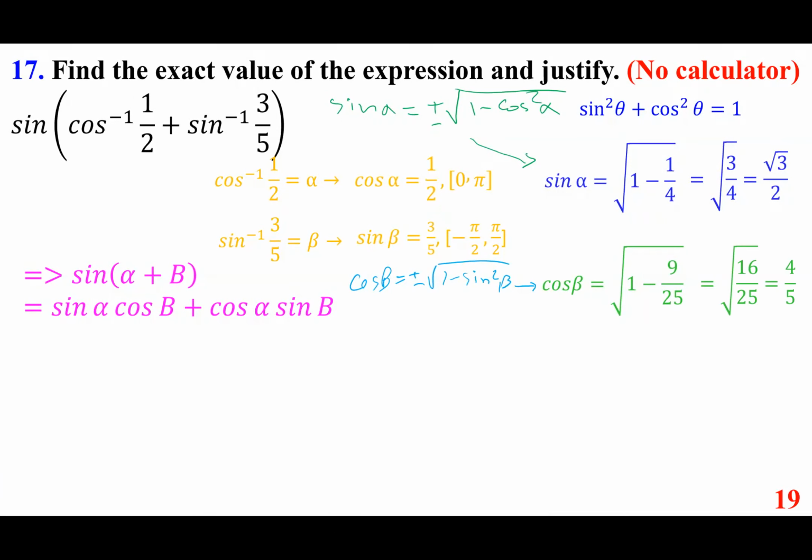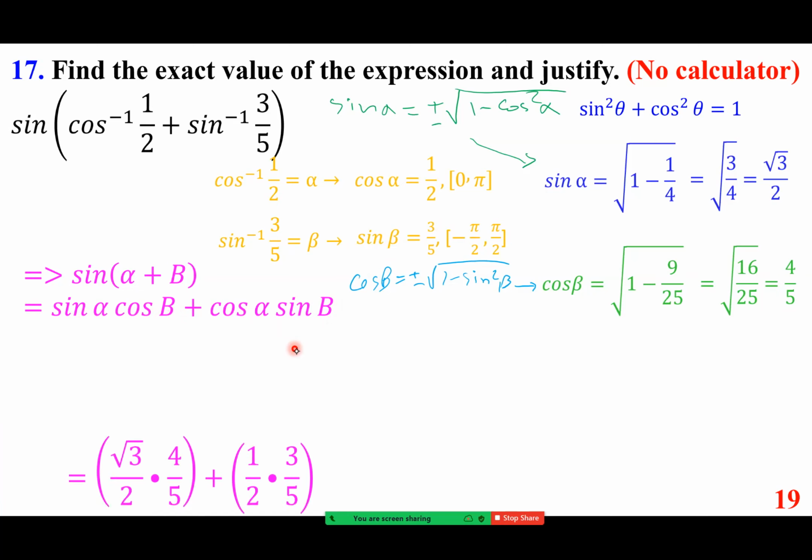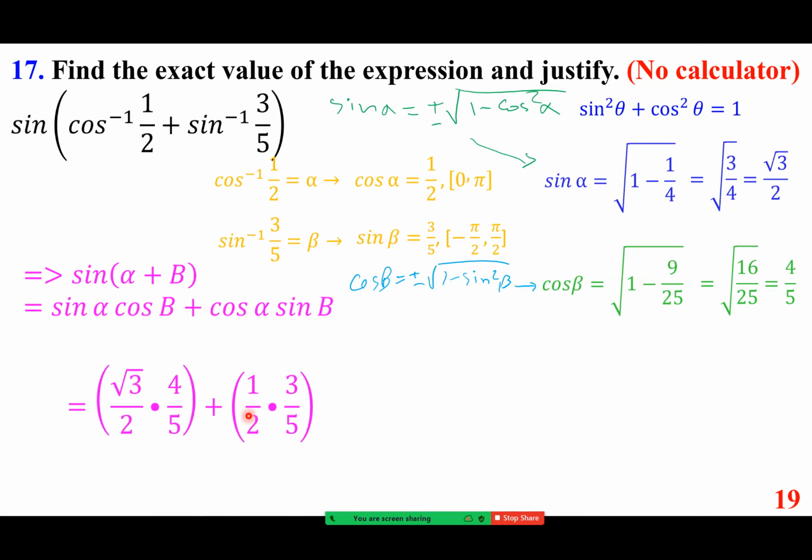We are going to plug in here. So sine alpha is square root of 3 over 2. Cosine beta is 4 over 5. Plus cosine alpha is 1/2. Sine beta is 3 over 5. We get it from here. As you can see, both of them have the same denominator, 2 times 5 equals 10. This one has the numerator 4 times square root of 3 plus 3, and that's the exact answer. We leave it alone.